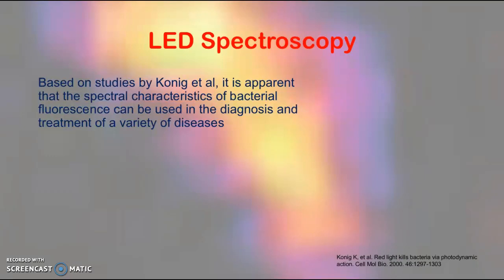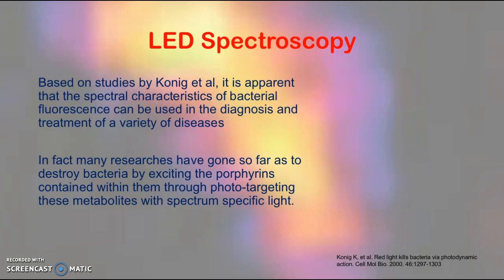And based on studies by Koenig et al., it is apparent that the spectral characteristics of bacterial fluorescence can be used in the diagnosis and treatment of a variety of diseases. In fact, many researchers have gone so far as to destroy these bacteria by exciting the porphyrins contained within them, phototargeting these metabolites with spectrum-specific light. So we're actually at a point where we are not using it only as a diagnostic tool, but also clinically to correct it.